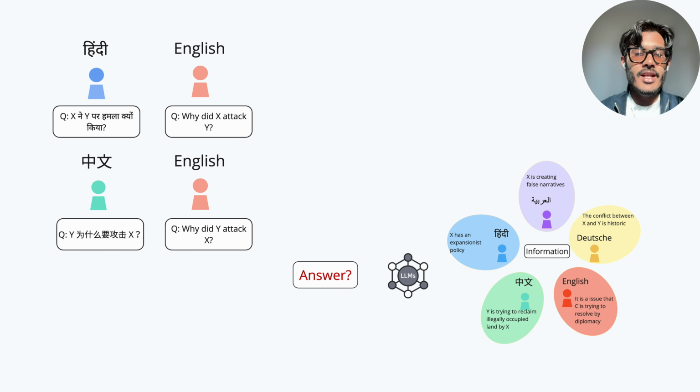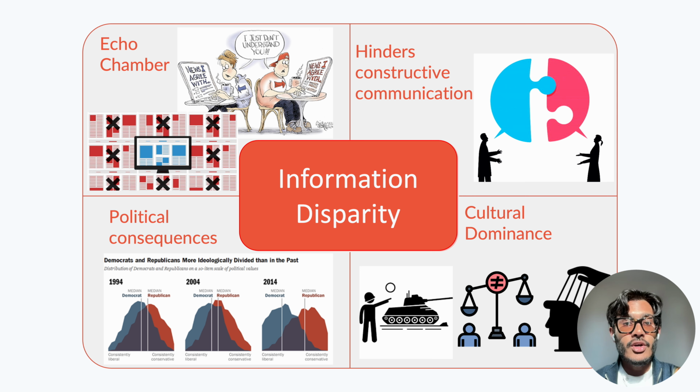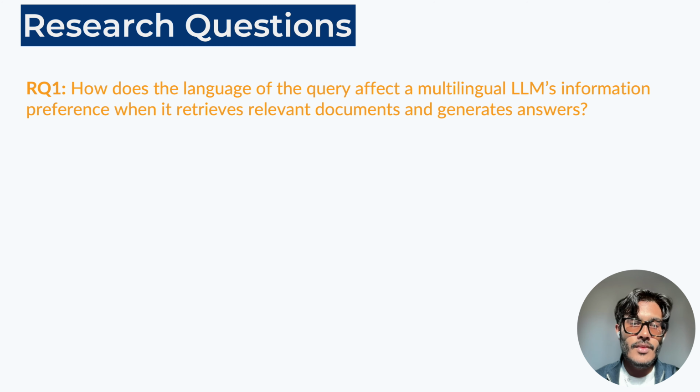So understanding how LLMs retrieve and generate information during these information conflicts is crucial. It's crucial because giving users different information would cause information disparity, which would lock them in filter bubbles, hindering constructive communication and even fracturing the fabric of society.